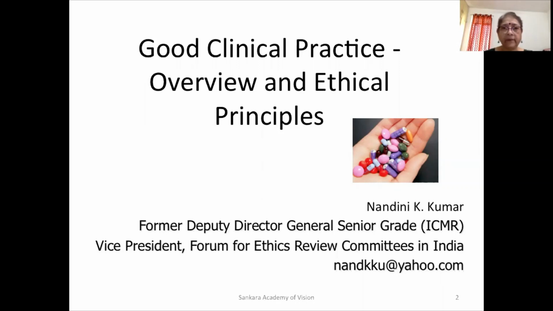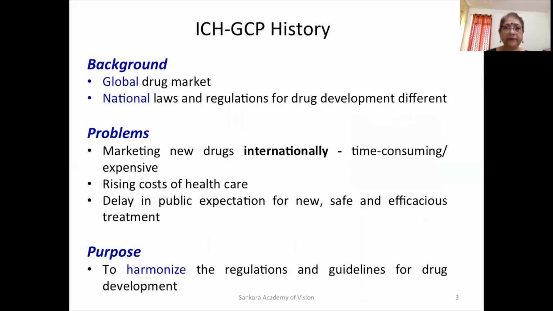It's all about documentation, which is also a required aspect for keeping the clinical records as well. But when we talk of GCP, it is in the context of research. So, what was the background of this ICH-GCP? What do you mean by that?